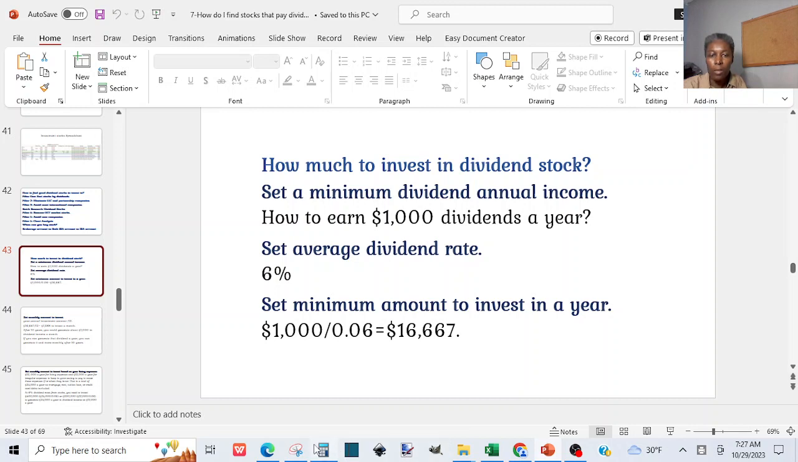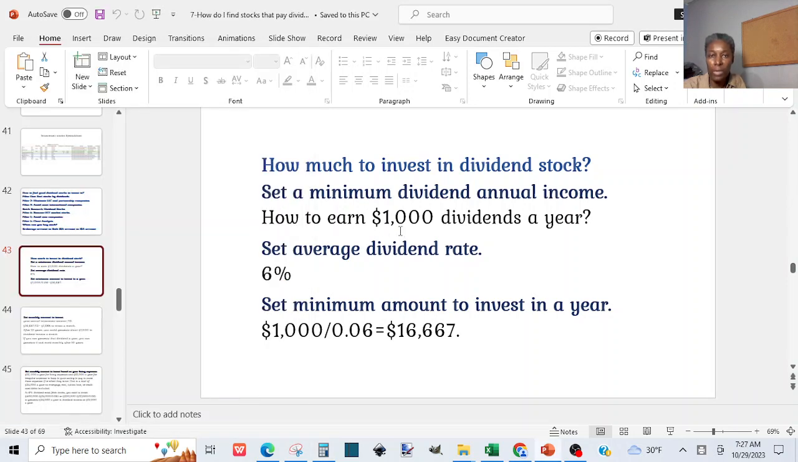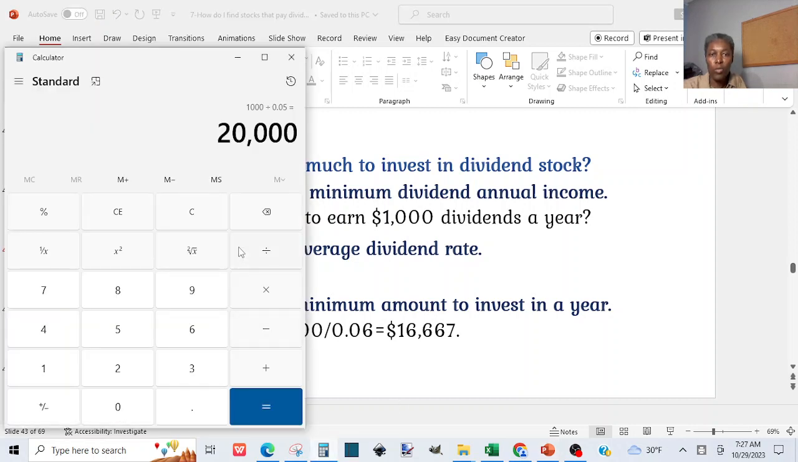And if you work with 5%, you'll need to invest $20,000 to generate $1,000 a year in dividend. So when you see it like that, you'll say to yourself, okay, I don't have $20,000 to invest right away, and I don't know for sure I'll be able to invest $20,000 in 1 year to generate $1,000 in dividend.